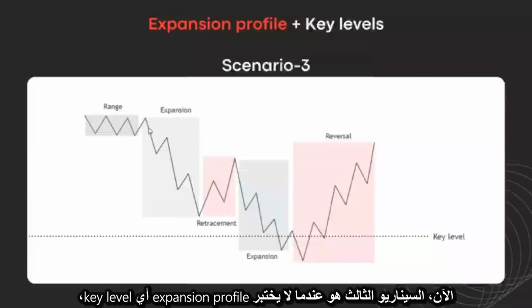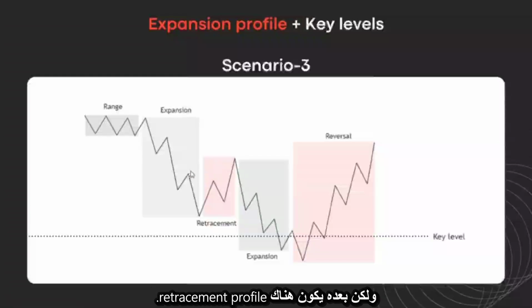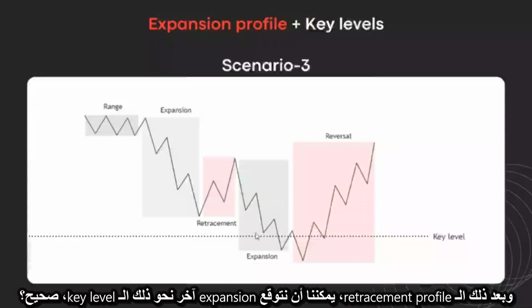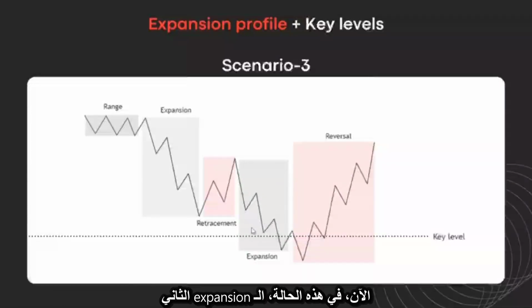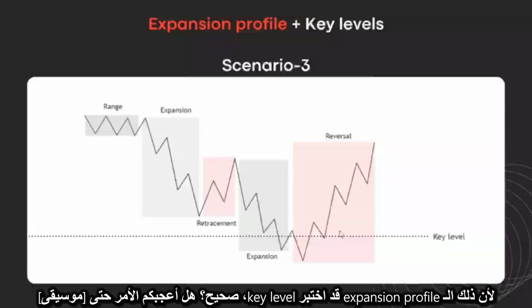Now the third scenario is when the expansion profile doesn't test a key level, but then after it has a retracement profile, and after that retracement profile we can expect another expansion towards that key level, right? Now in this case the second expansion has tested a key level, so what are we going to expect? We're going to expect a reversal profile, right? Because that expansion profile has tested a key level, right? Are you liking it so far?